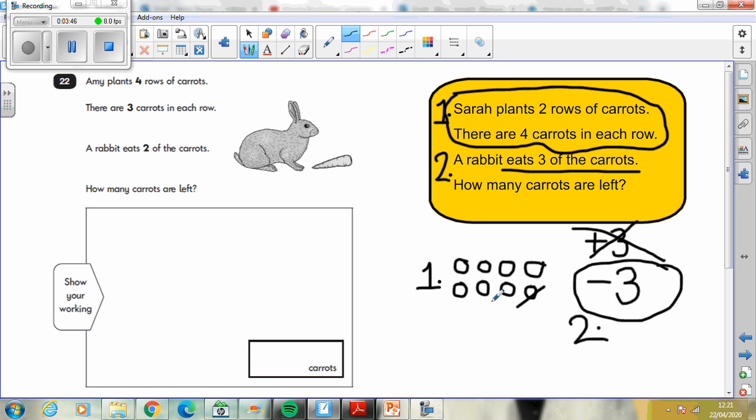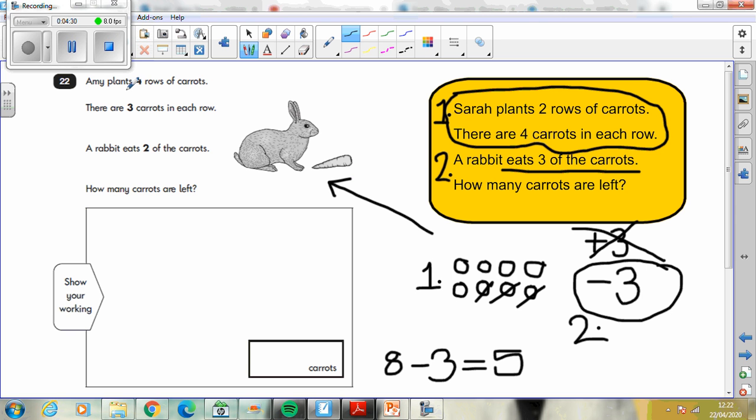I'm going to cross them out to show I've taken them away. So I started off with 1, 2, 3, 4, 5, 6, 7, 8. So I had 8 carrots. I then took away 3. And that left me with 1, 2, 3, 4, 5. There we go.